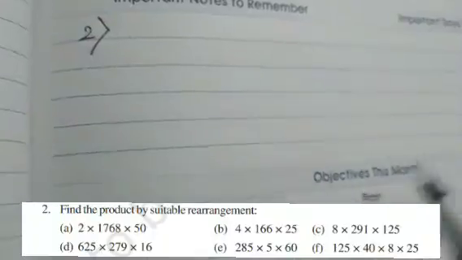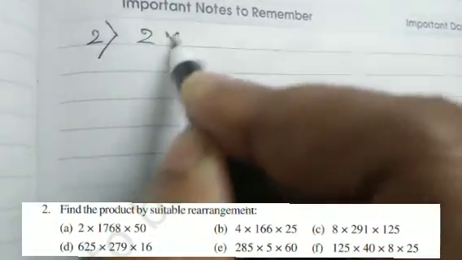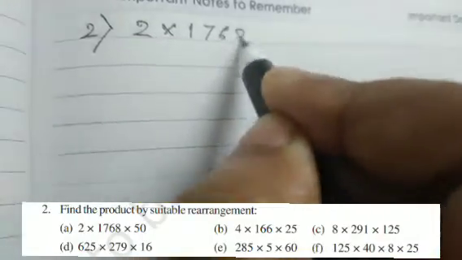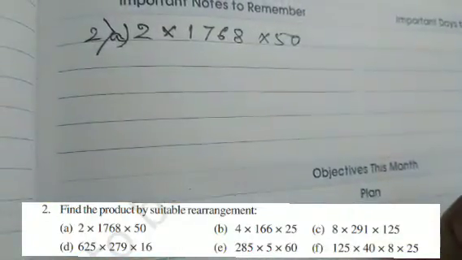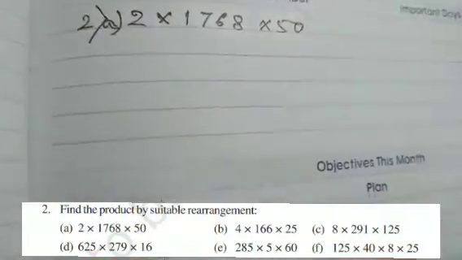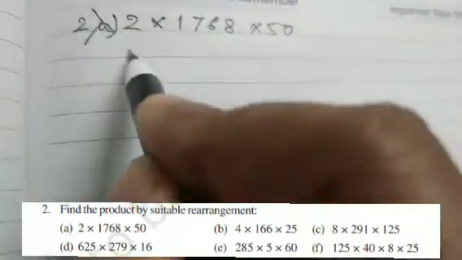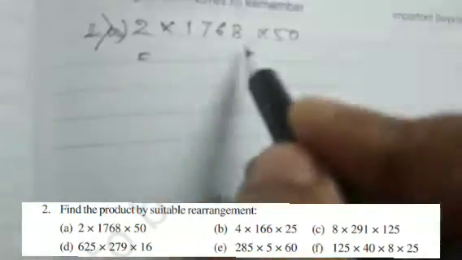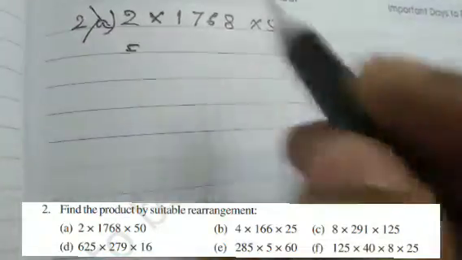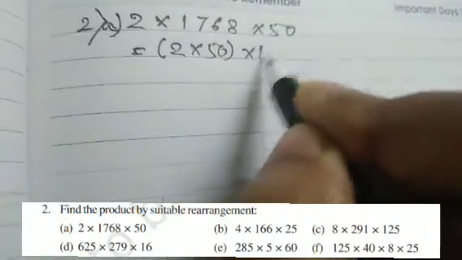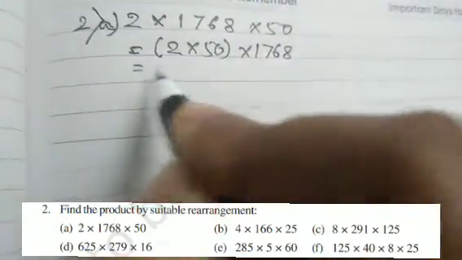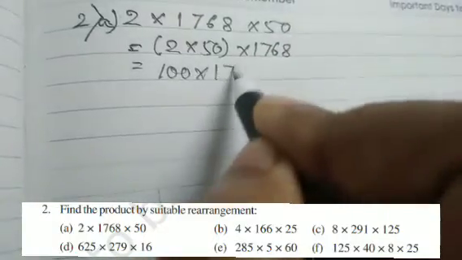And we have the next question. Question 2 states, find the product by suitable arrangement. This is multiplication. Part A: 2 into 1768 into 50. Please number your questions correctly. Here again I will look for the maximum number of zeros that I get. 8 times 6 is 48, that doesn't give me 0. So I will do 2 into 50 first, and then into 1768. So 2 into 50 is 100, into 1768.